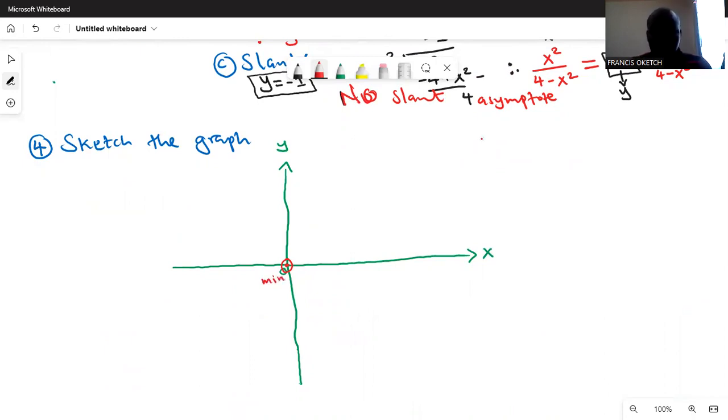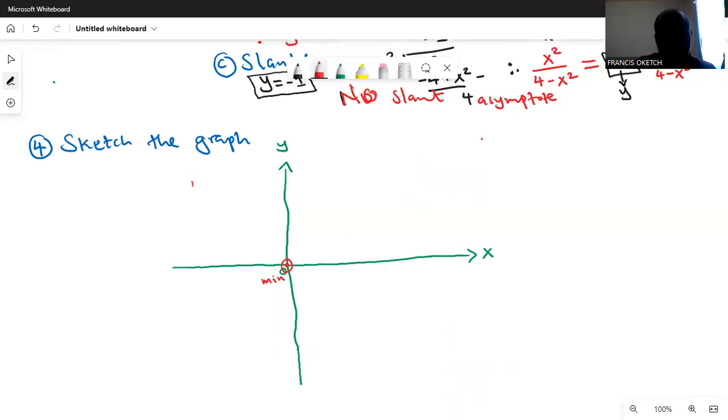Our other tool, the third one, is asymptote, and we had 3 asymptotes. Of course, the horizontal one, we got y is -1. The vertical, we got x is equals to plus or minus 2. But we said there's no slant asymptote because we found y is equals to -1, which is a constant, and that will be found as the horizontal asymptote. So let's start with the vertical asymptote. The line x is equals to -2.